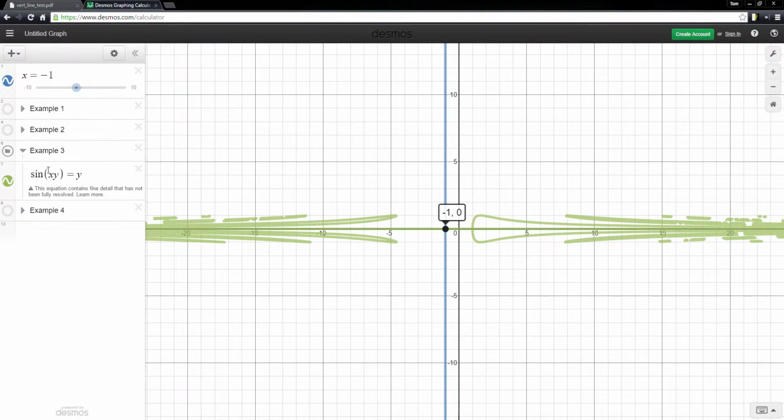I put this as a representative one that would be difficult or impossible to solve explicitly. So there's a look at the graph of that, and that one definitely does not define y as a function of x.